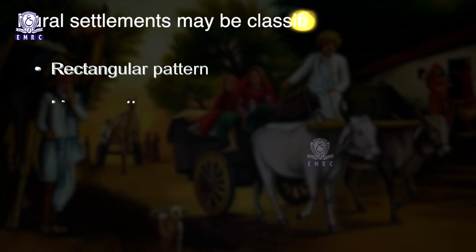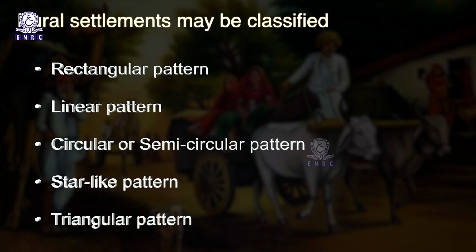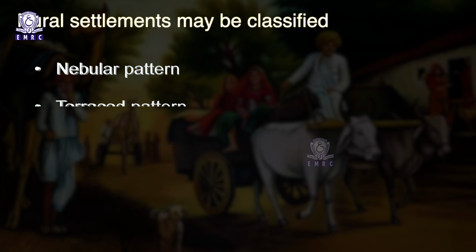Although the cultural factors of push and pull have brought tangible modification in their growth process, the rural settlements may be classified under the following broader categories: rectangular pattern, linear pattern, circular or semicircular pattern, star-like pattern, triangular pattern, nebula pattern, terraced pattern, amorphous pattern. Now let's look at them briefly and individually.